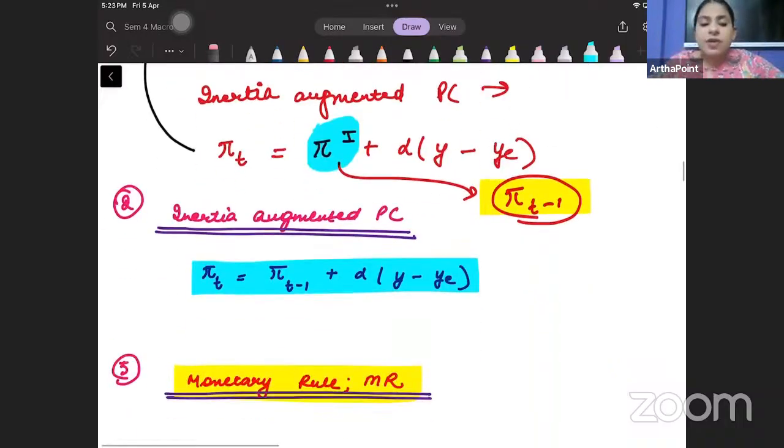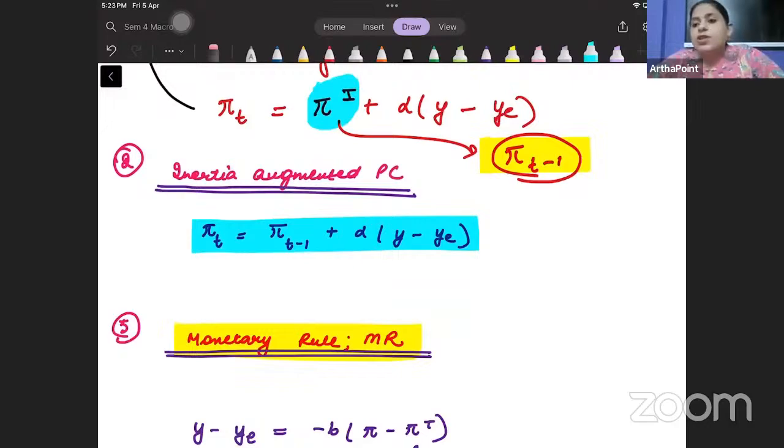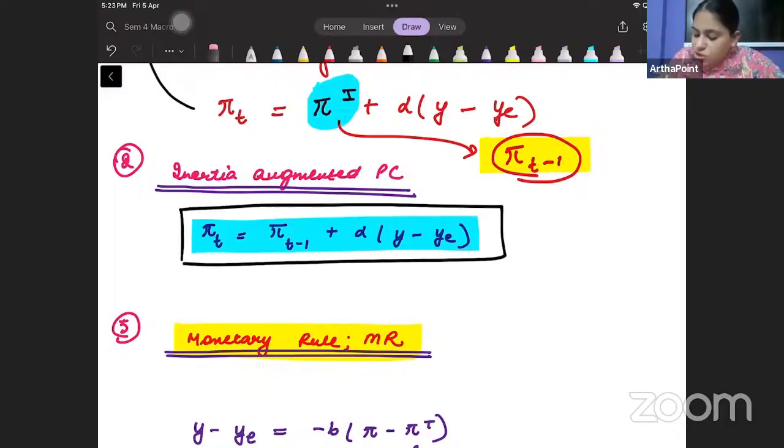But for simplicity, we just assumed that the inertia value of the inflation will simply be last year's inflation. It will simply be last year's inflation. And this is coming from my previous lectures, that this will be your inertia augmented Phillips curve.